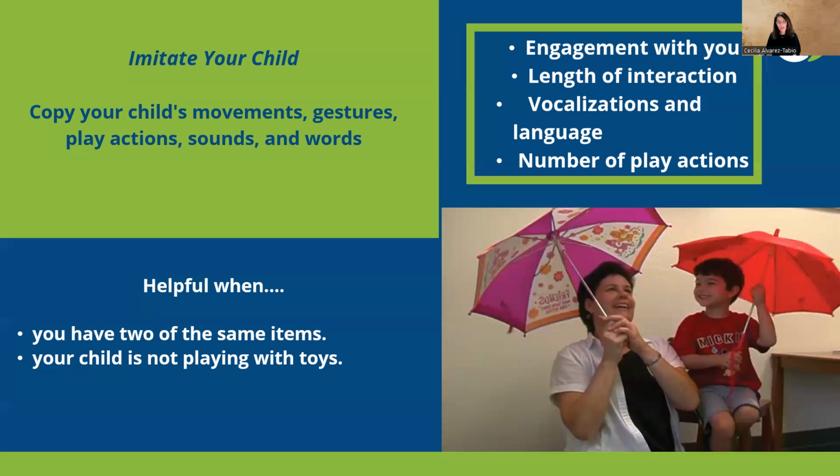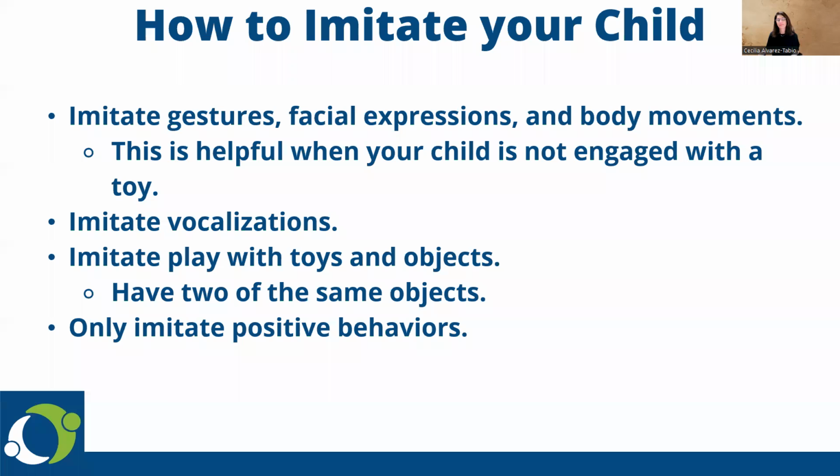Imitating your child's behavior can also help your child realize that his or her behaviors affect how you act. Your child may look at you or change some actions when you imitate your child to see if you can copy him or her. Imitating your child is easiest when you have two of the same or similar items to play with, or when your child is not playing with toys. Let's see how you can do this.